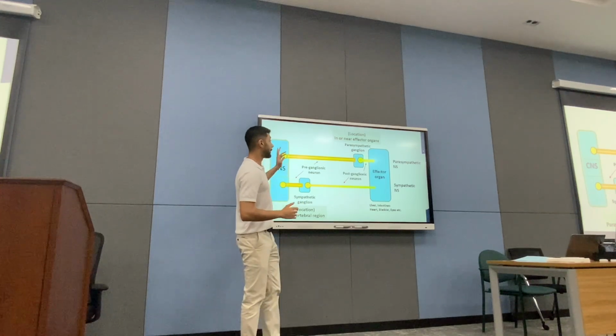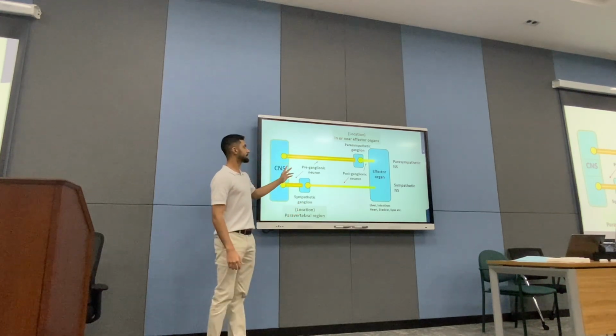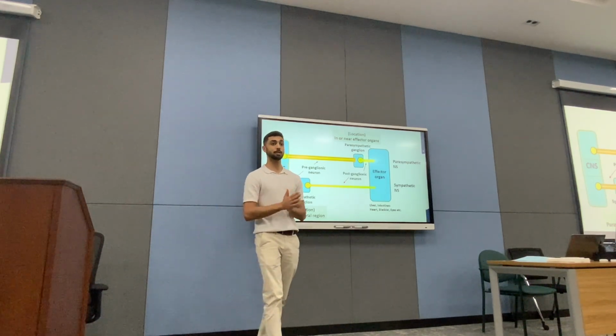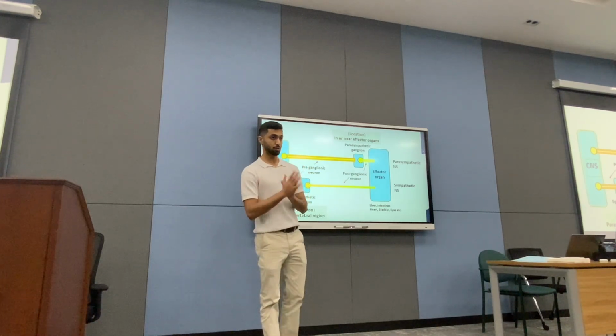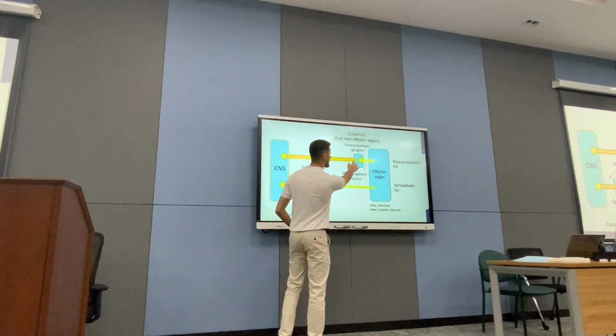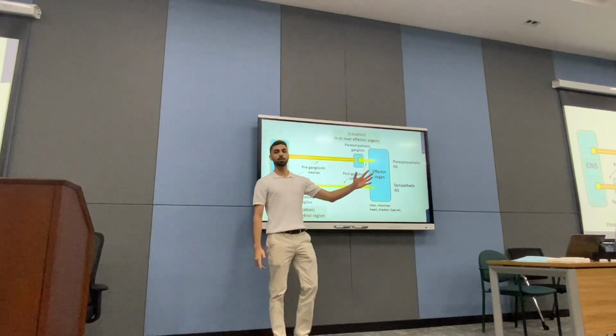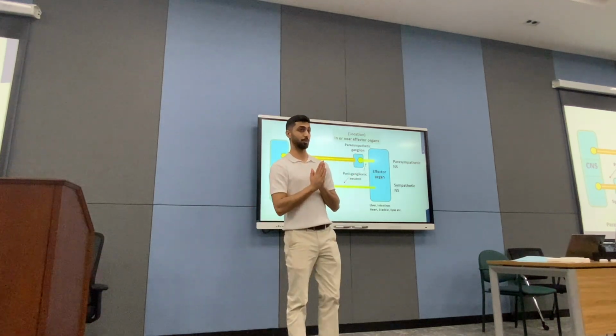As for the parasympathetic nervous system, the preganglionic is long and the postganglionic is short. Exactly. So the ganglia is located near the effector organ or inside the effector organ.